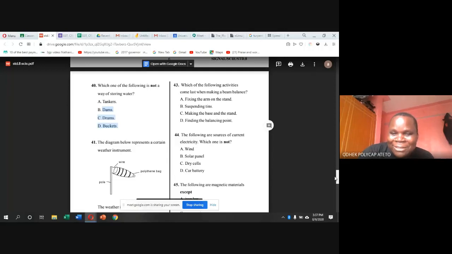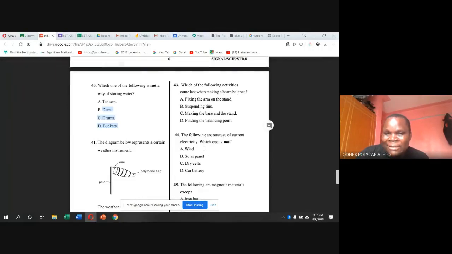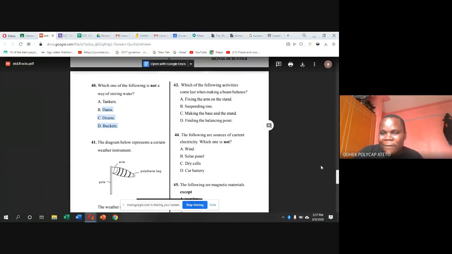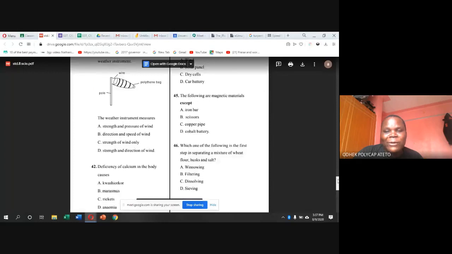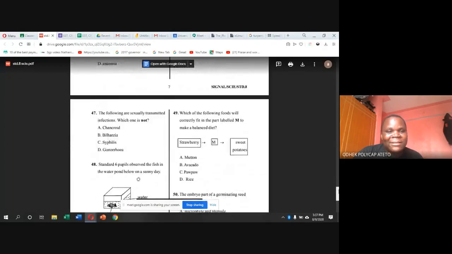The following are sources of current electricity. This one we talked about last time, and we said dry cells are not there. Remember, this is a repeated question in our papers. I think it was in a mock paper. That question here, number 44. So please don't fail questions that have already been tested and we have revised. Next.